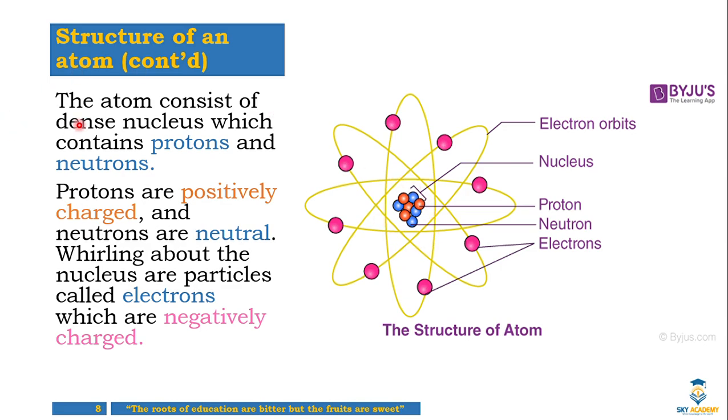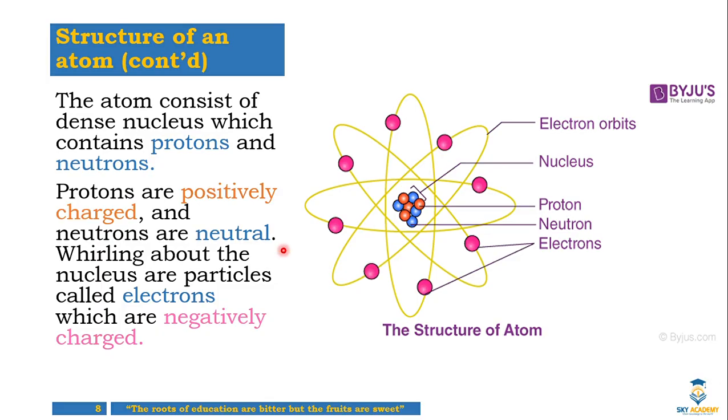By this theory, the atom consists of a dense nucleus which contains protons and neutrons. Protons are positively charged and neutrons are neutral. They don't have charge. Whirling about the nucleus are particles called electrons, which are negatively charged. Yes, those around the nucleus are negatively charged. Those protons are positively charged. Neutrons are neutral. They don't have charge.